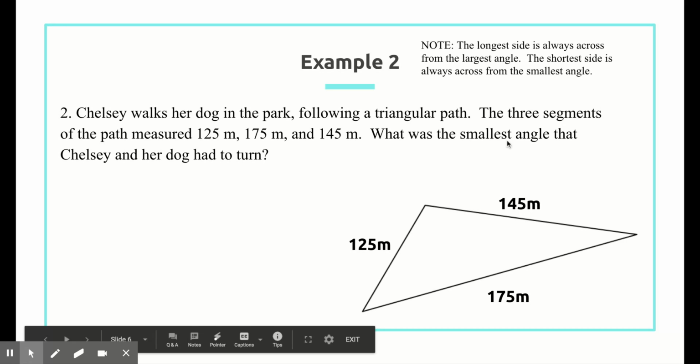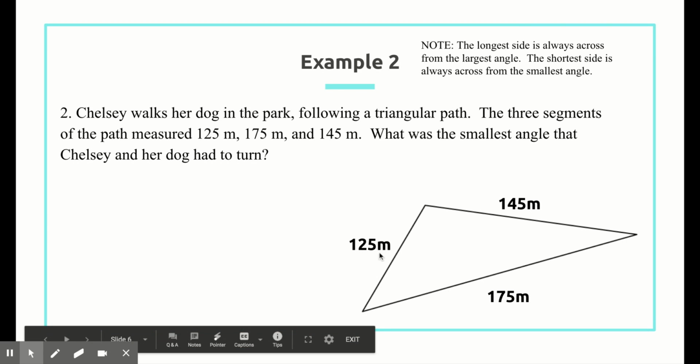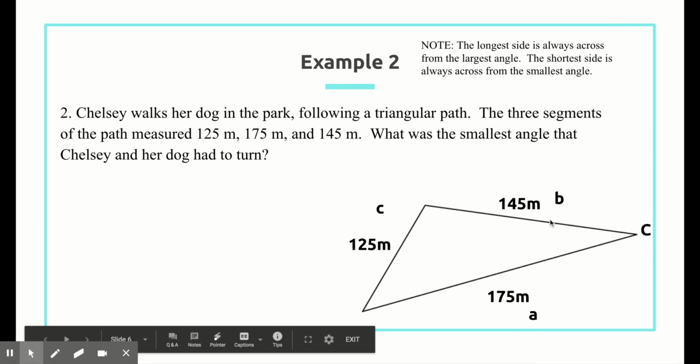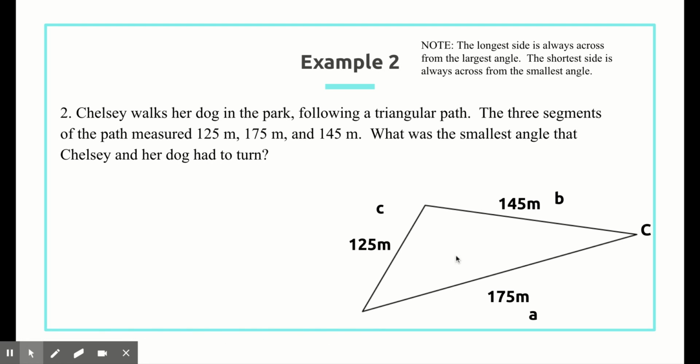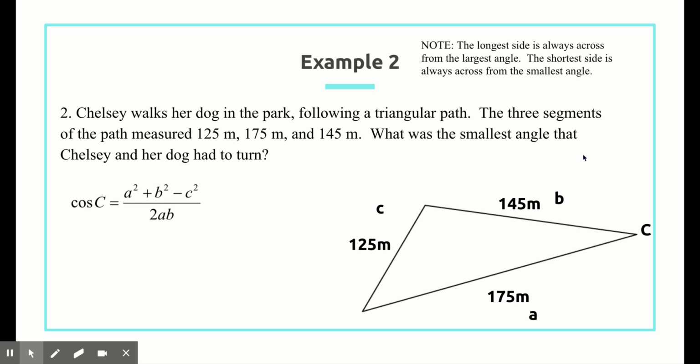If I'm looking for the smallest angle, looking back at the notes, the shortest side is always across from the smallest angle. My shortest side is 125, so the angle we're looking at will be this angle C. I just labeled the sides so that it's easier to put into the cosine law. I'm looking for angle C because it's across from the shortest side, so we're using the cosine law to find that angle.